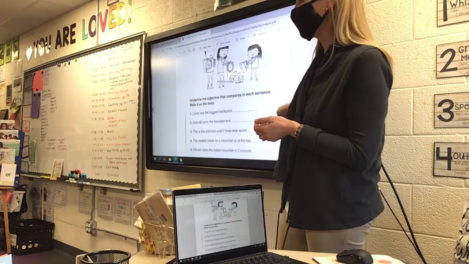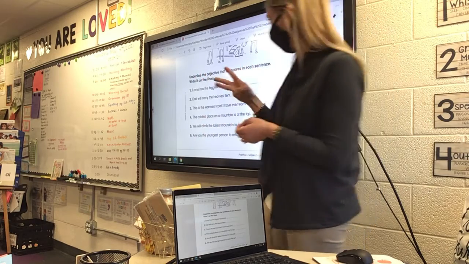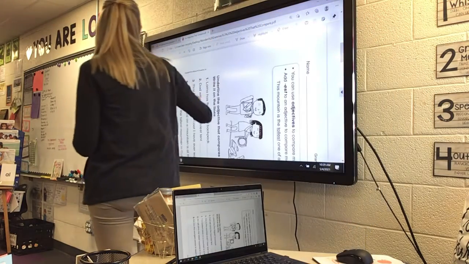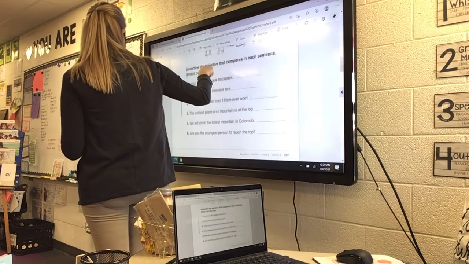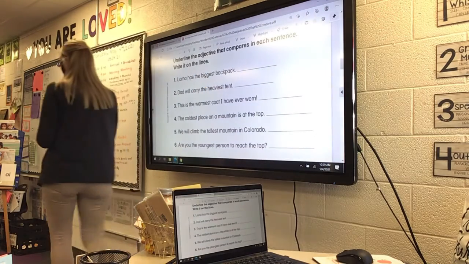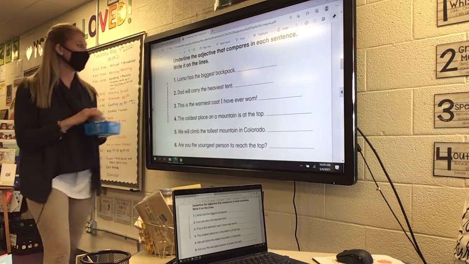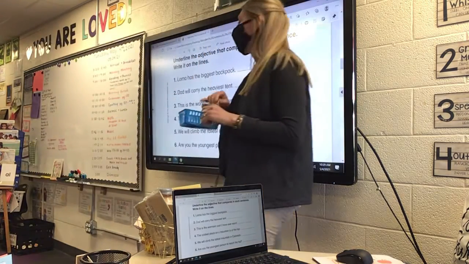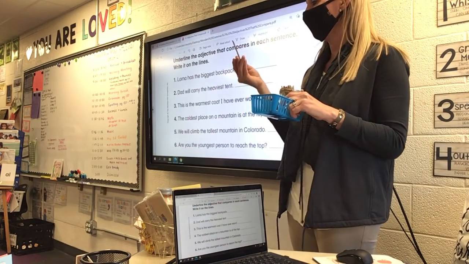Okay, I'm going to draw sticks for you guys to come up here. We're going to do 3 of them together, and then just like yesterday, I want you to do 3 on your own, okay? So, I will draw some sticks to make it fair. What we have to do, the directions say, underline the adjective that compares in each sentence, and then write it on the line. So read number 1 for us nice and loud. Layla.